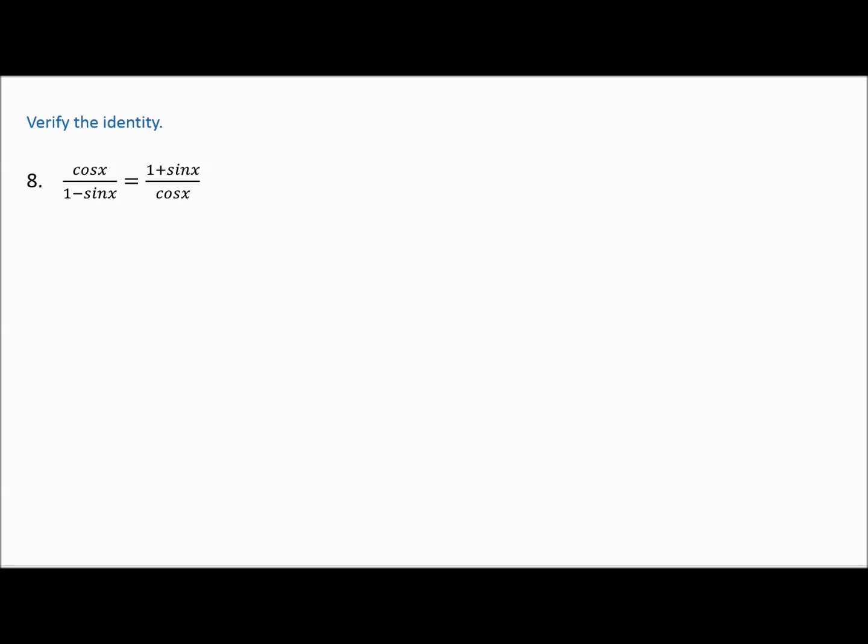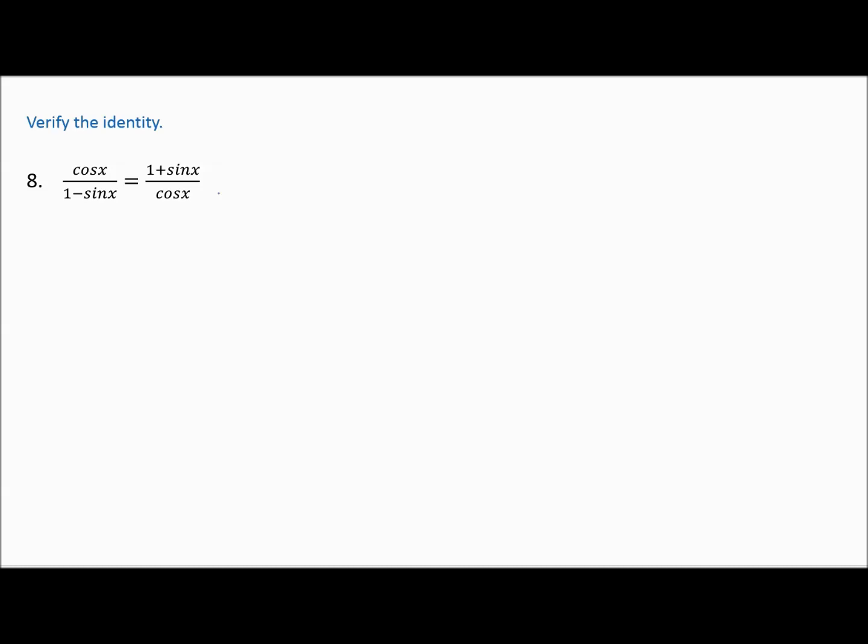I've got cosine of x over 1 minus sine of x, and that's 1 plus sine of x over cosine of x. What can we do? If we start with the left-hand side, we could split that up into two; the right-hand side, we could split this up into two separate fractions, which does not give us what's on the left-hand side right off the bat.